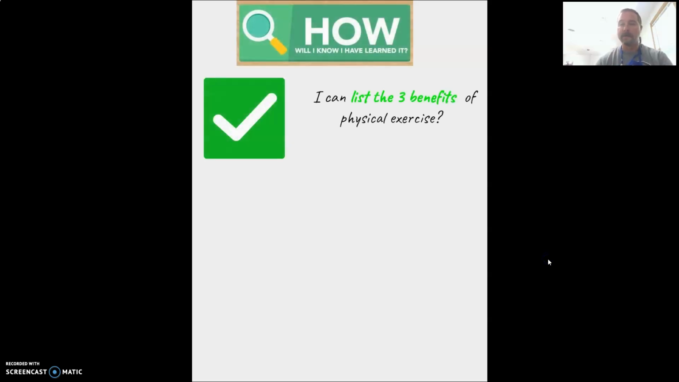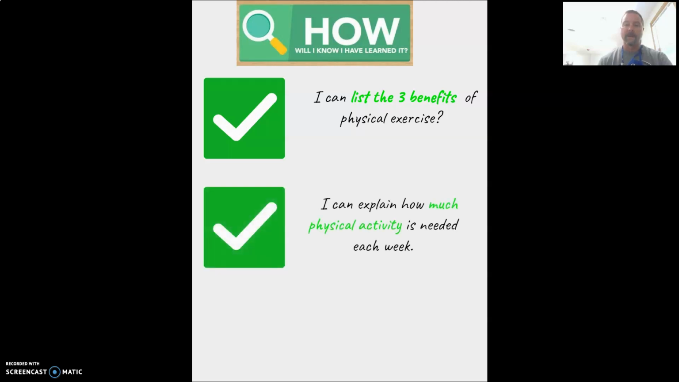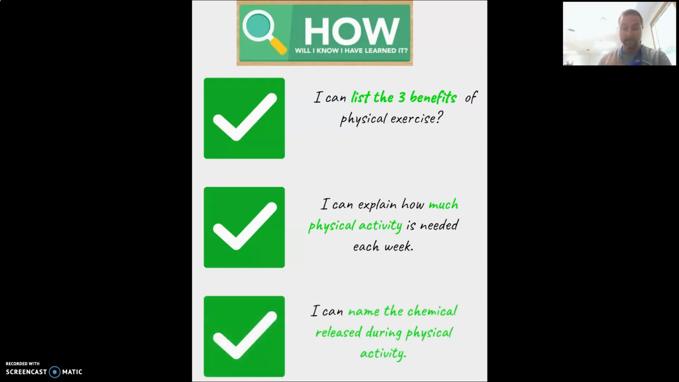We're going to go through our learning targets from last week. If you cannot do these, make sure you go back and review the lesson so you can answer these learning targets. I can list 3 benefits of physical exercise. I can explain how much physical activity is needed each week, and if you don't do that, you've got to make sure you do. And I can name the chemical release during physical activity that makes me happy. It's amazing. So if you do not understand any of these targets, go back and review.